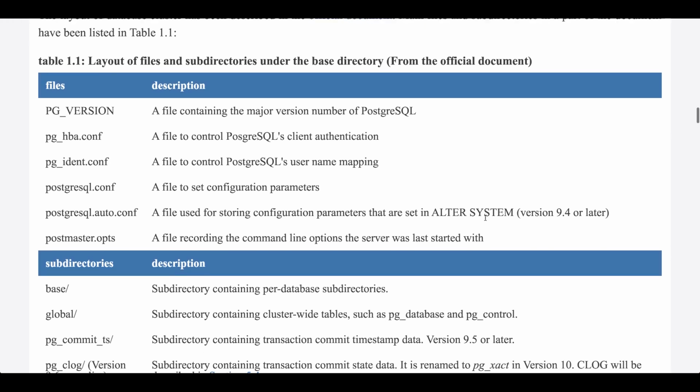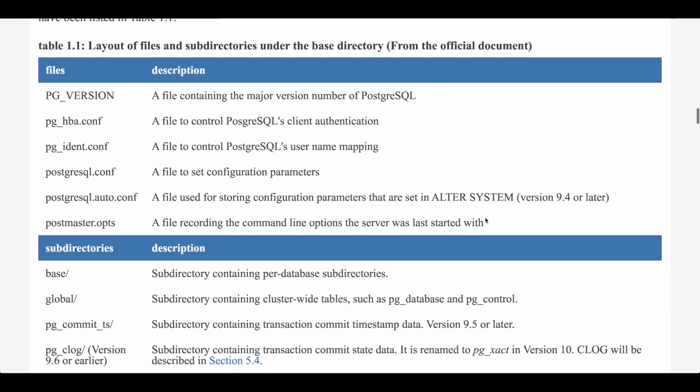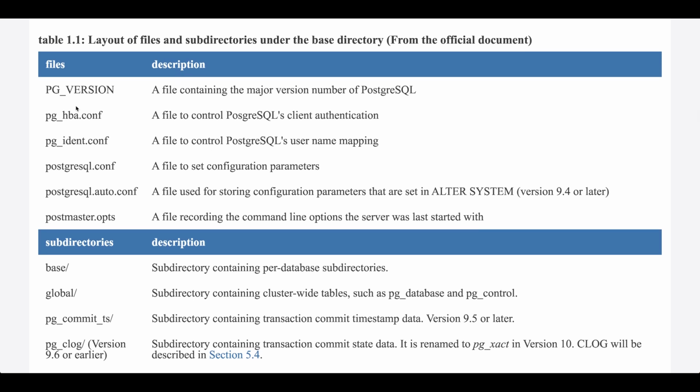Layout of files and subdirectories under the base directory. Files description. PG_VERSION, a file containing the major version number of Postgres. pg_hba.conf, a file to control Postgres client authentication. pg_ident.conf, a file to control Postgres username mapping.